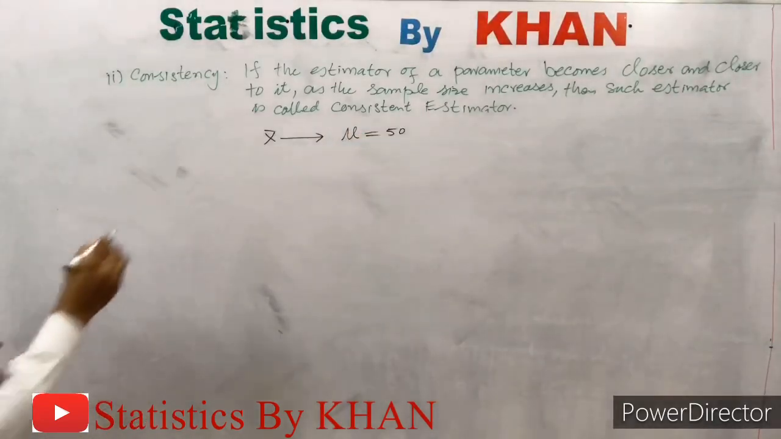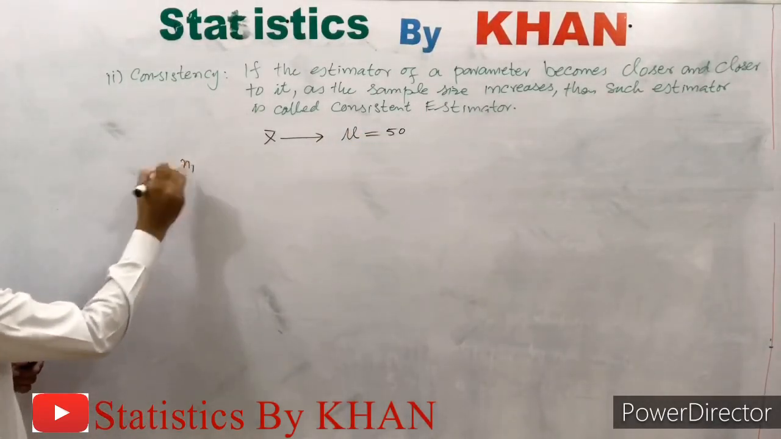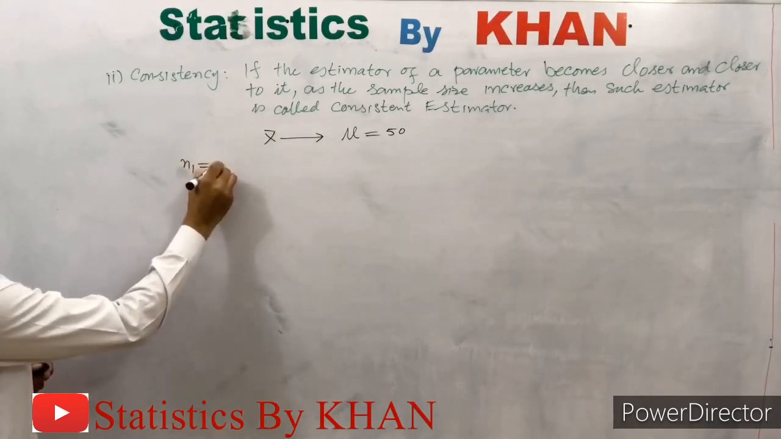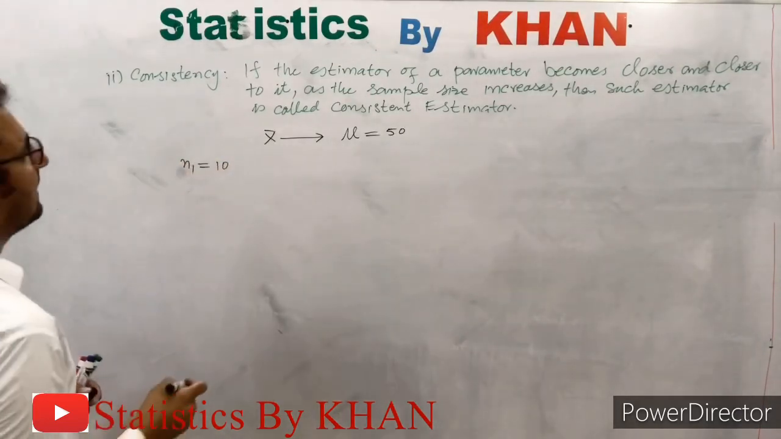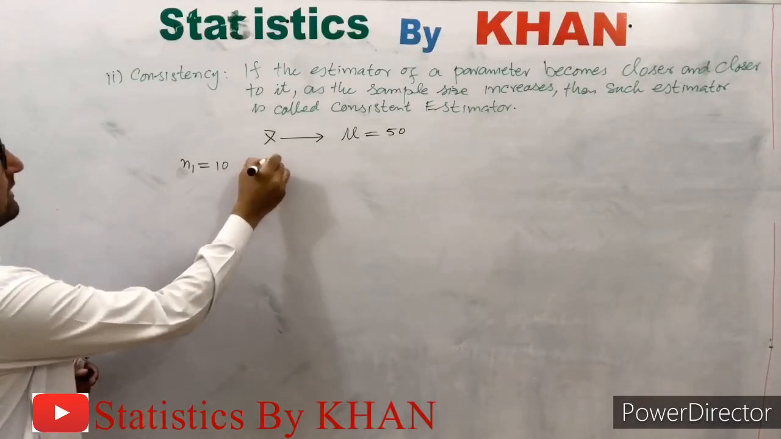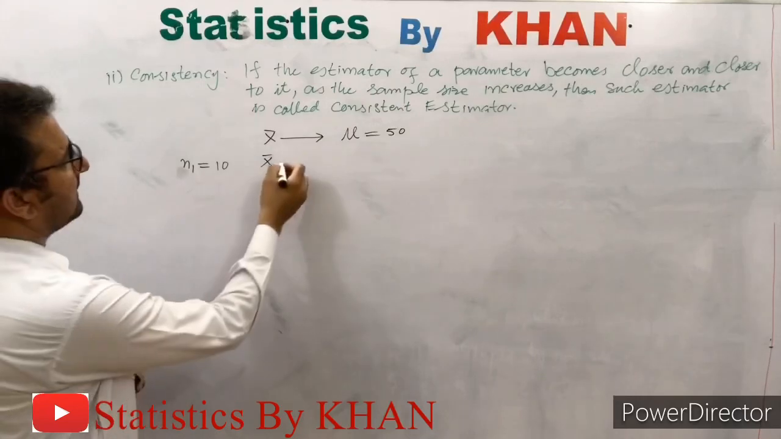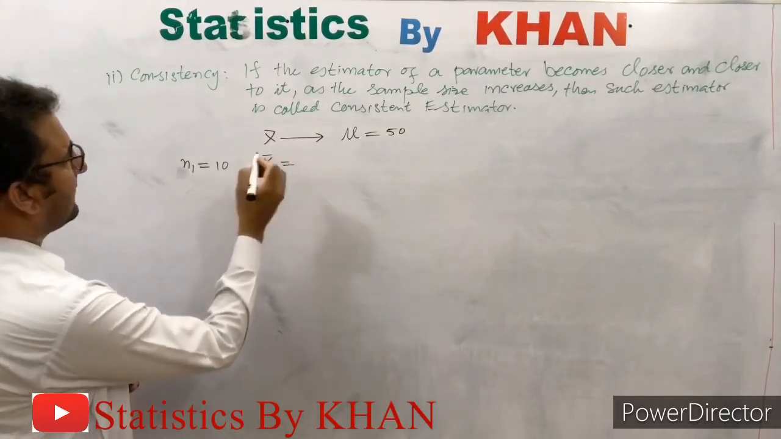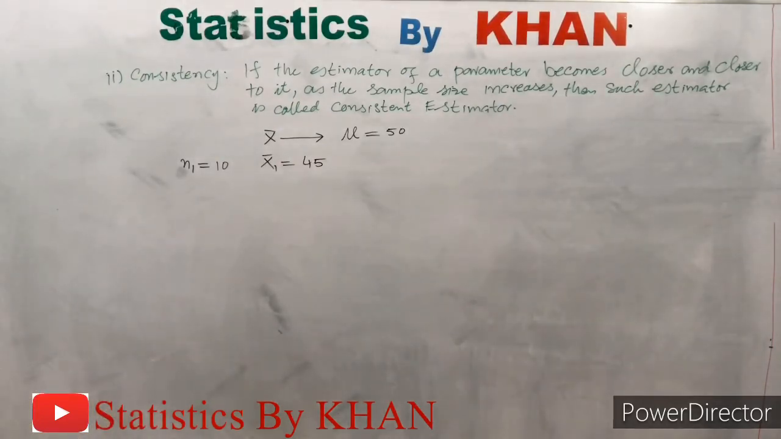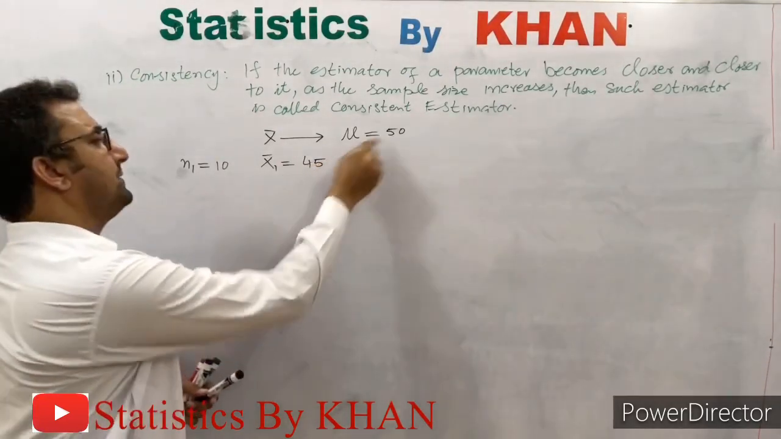Let's say we took a first sample of 10 observations, and we computed x1 bar that gave us 45. So there is a difference between these two values.